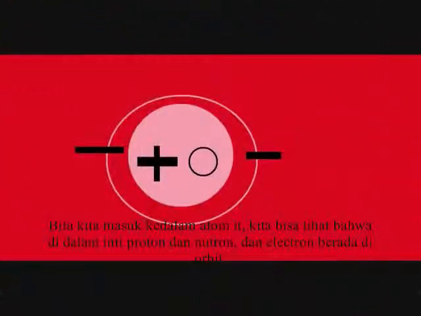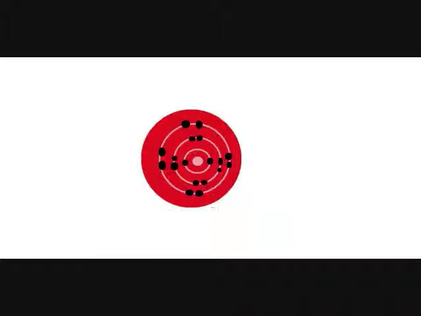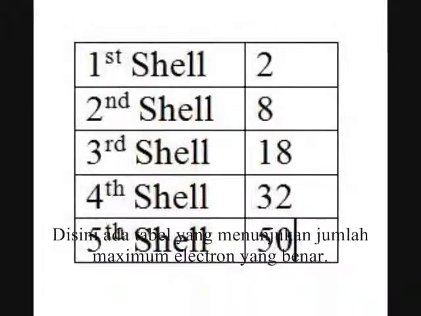As we zoom into this atom, we can see that inside the nucleus there is a proton and a neutron, and the electrons are sitting on the shell. Now, in a common atom, the first shell will contain a maximum of 2 electrons, and the rest will contain a maximum of 8. But here is a table showing the maximum amount of electrons in each shell.